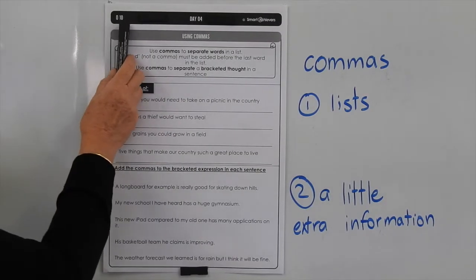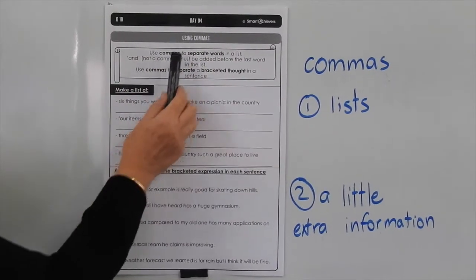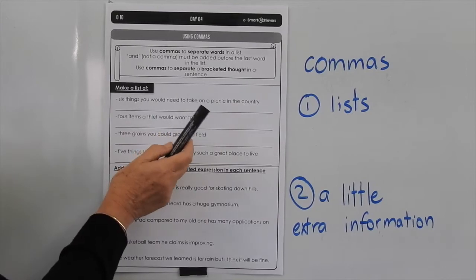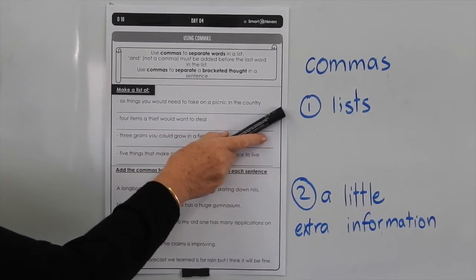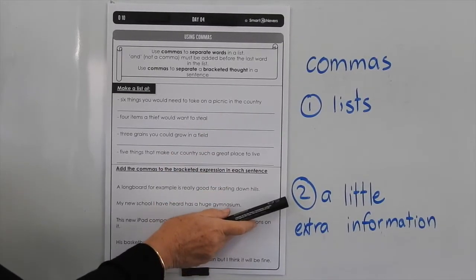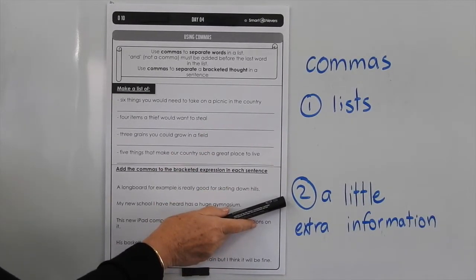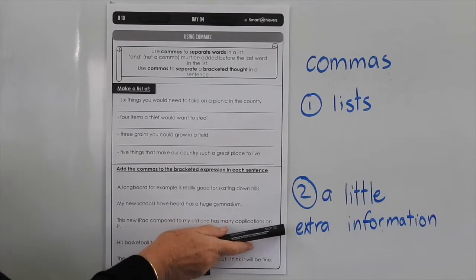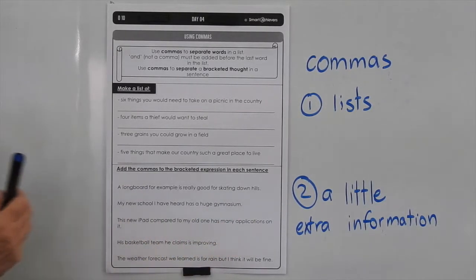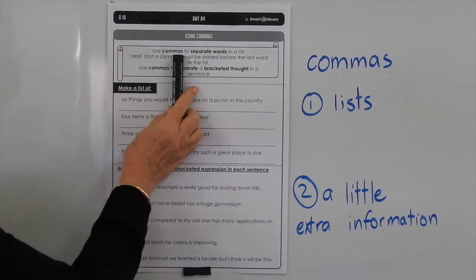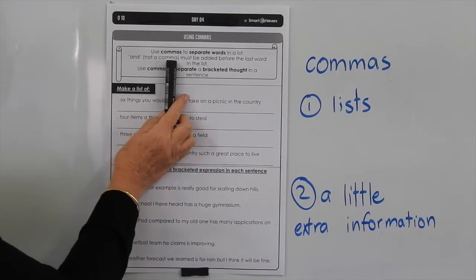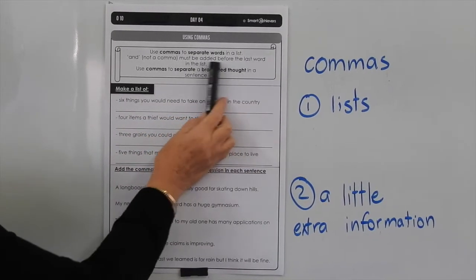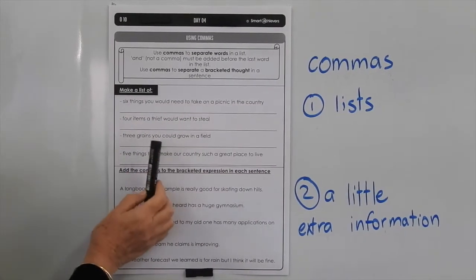This is level O, list 10, and we're doing the day 4 page on using commas. So we can use commas for two things. We can use it to separate items in a list, or we can also use it to give a little bit of extra information in a sentence that we don't have to put in, that we've just offered the reader. Okay, so use commas to separate words in a list, and a comma must not be added before the last word in the list. So let's have a look at that here.